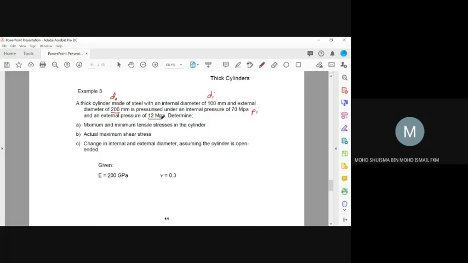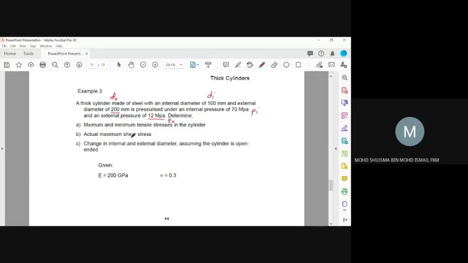And PO is 12 megapascal. So in this case, PO is not atmospheric. Therefore, it is not zero. Okay. So determine the maximum and minimum tensile stresses in the cylinder. So what are the maximum and minimum tensile stresses?